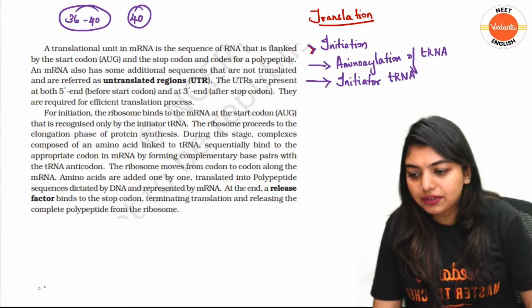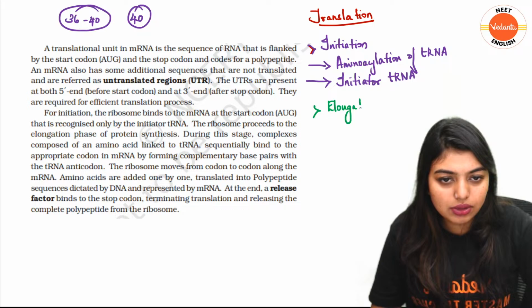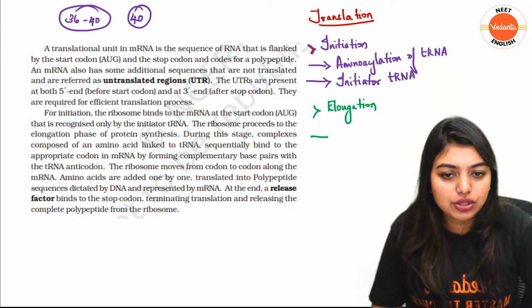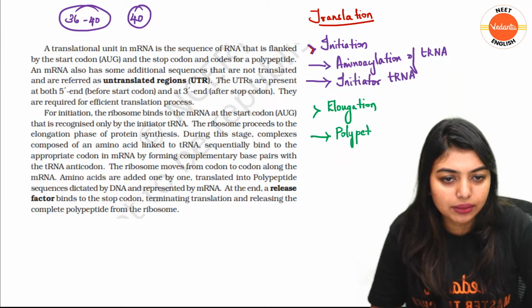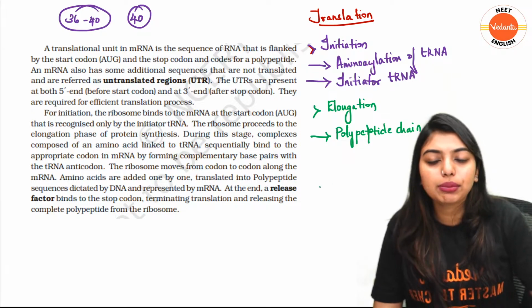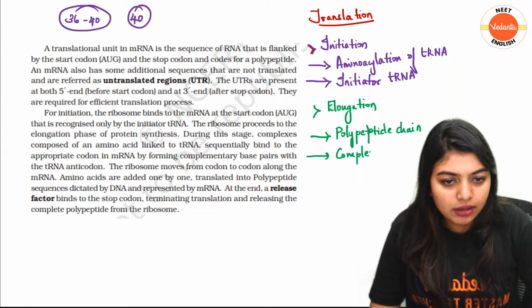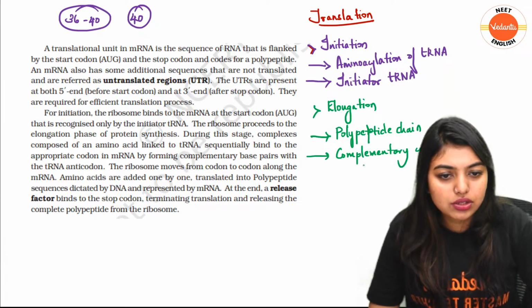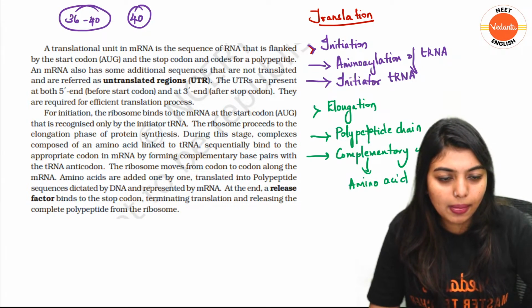After that, when we go further, next one will be elongation. In the elongation, what is going to happen? Here we are going to form the polypeptide chain. How is this polypeptide chain formed? It will be formed by complementary codons, and those codons will tell us which amino acids to bind with. So amino acid binding, and then formation of peptide bonds.